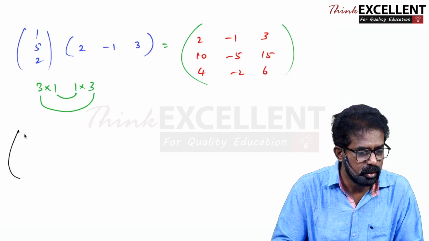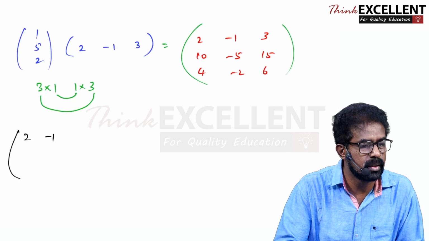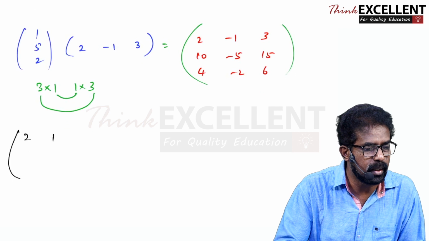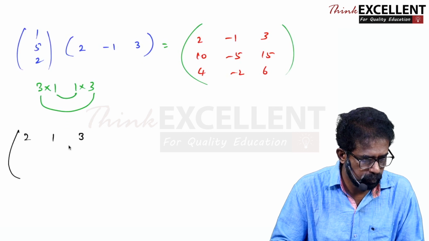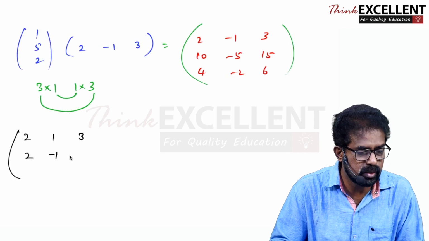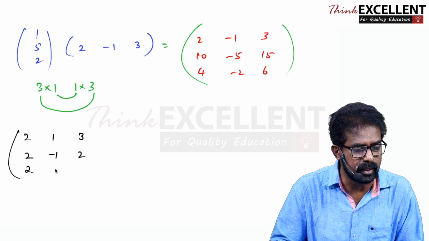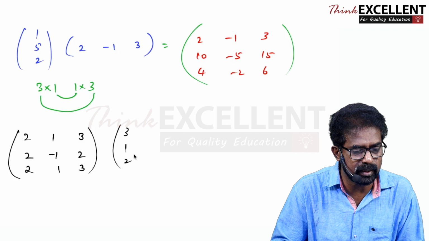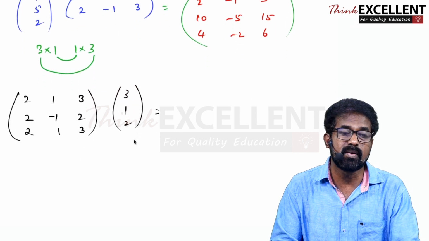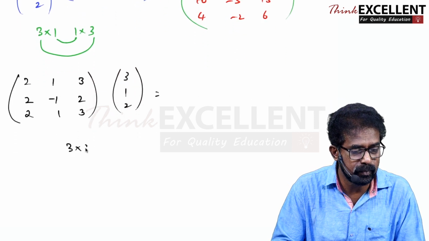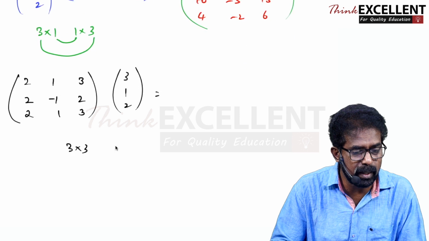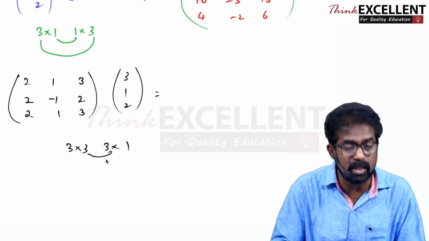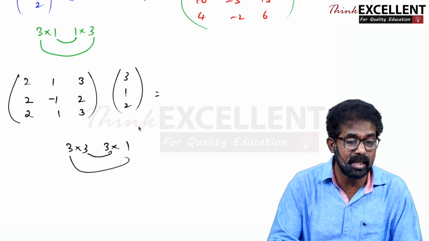Look at this one. Take the matrix 2, minus 1, 2, 2, 1, 3, 2, minus 1, 2, 2, 1, 3. I want to multiply this by 3, 1, 2. Please listen carefully. What is the order of the first matrix? 3 by 3. Second one is 3 by 1, right? Yes, you can multiply. Your answer's order will be 3 by 1.